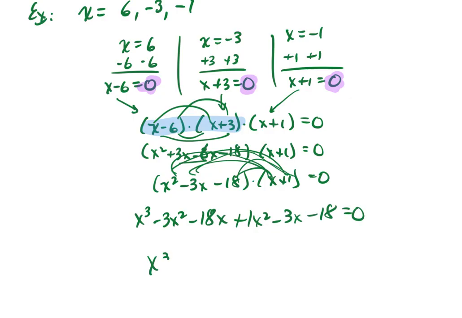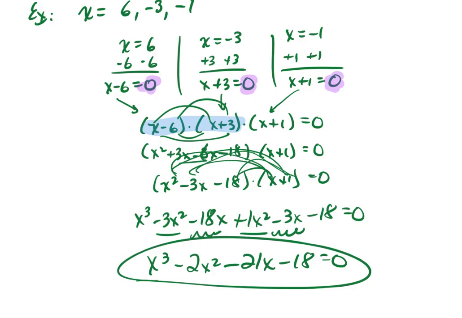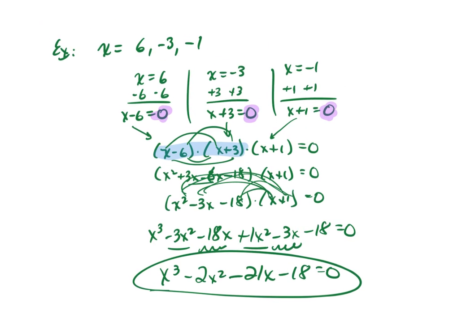And when I combine the like terms, negative 3x squared plus 1x squared is negative 2x squared. Negative 18x and negative 3x is negative 21x. I would then get the equation x to the third minus 2x squared minus 21x minus 18 is equal to 0.